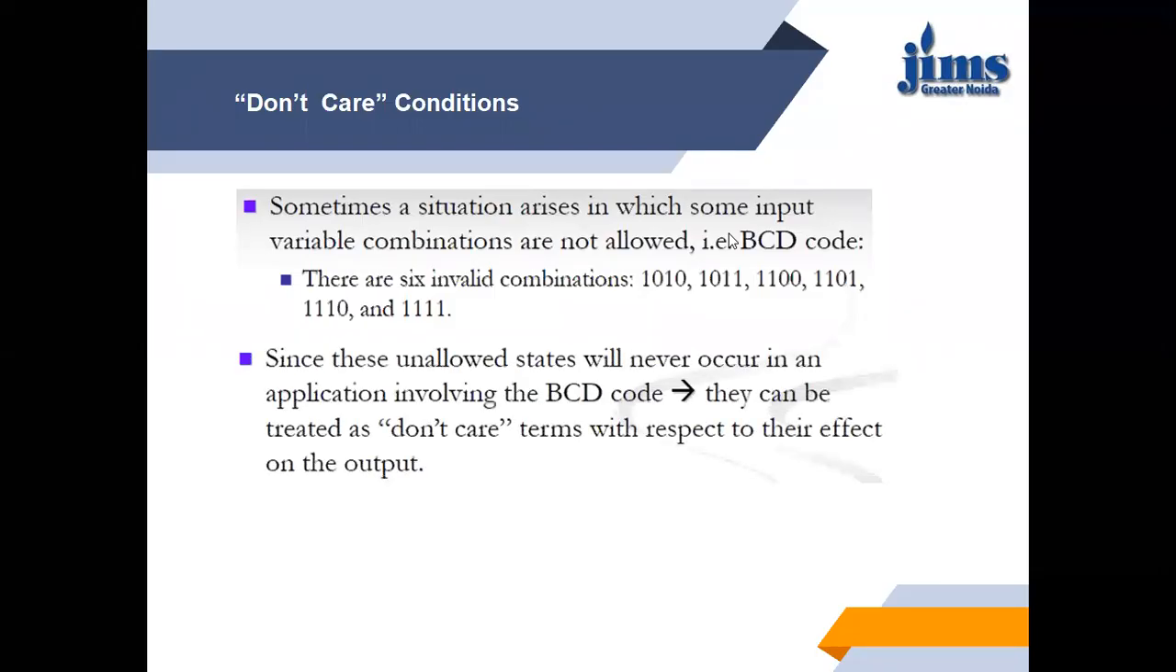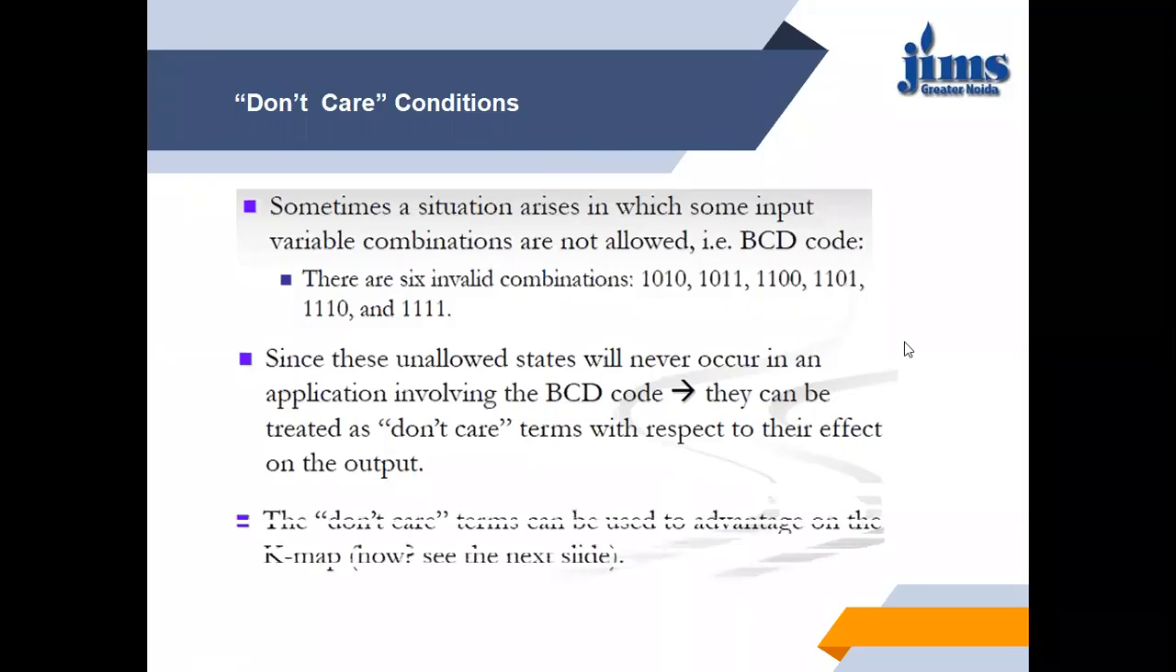In such cases, since these unallowed states will never occur in an application involved in BCD code, they can be treated as don't care terms with respect to their effect on the output. As we know, these conditions will never occur when we are representing a BCD number. That means we say that we don't care about these conditions and we proceed with our normal representation. The don't care terms can be used to advantage on the K-map, and let us see how it gives some advantage when we are solving the K-map.